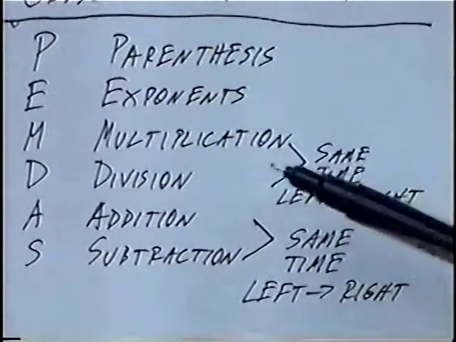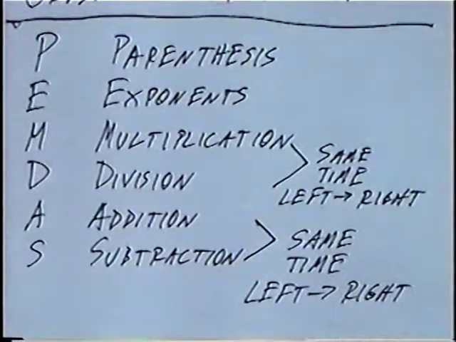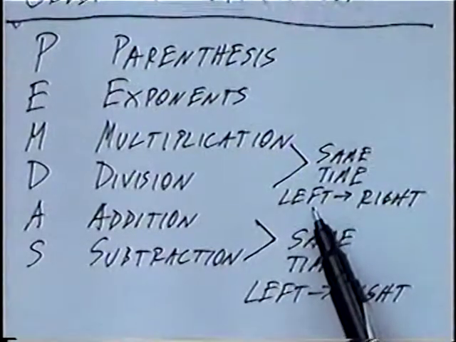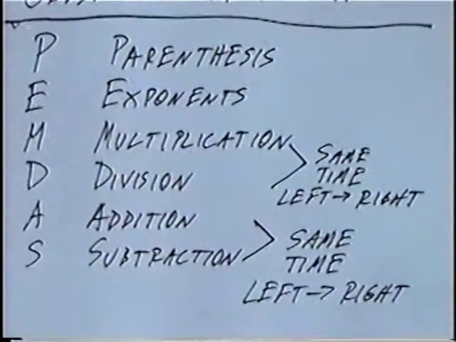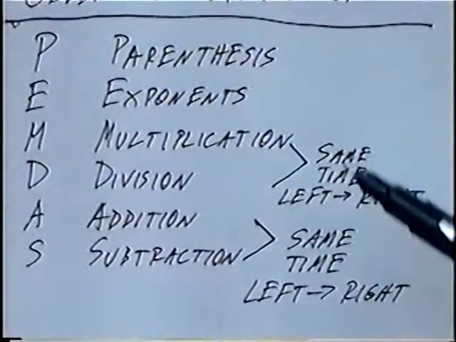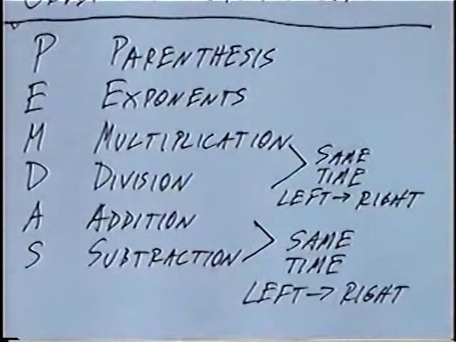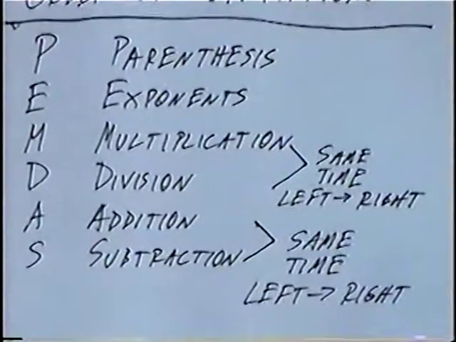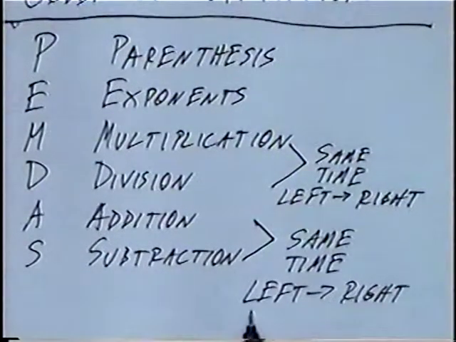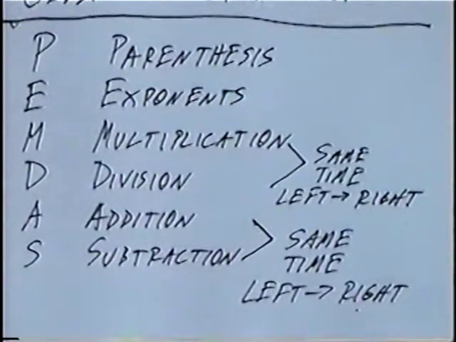What that means is if the problem has multiplication and division, whichever one comes first on the left side, we'll solve that straight through to the right side. Same thing with addition and subtraction. Any problem that has addition and subtraction symbols, we'll do both of them at the same time, but we'll start from the left side of the problem and work our way to the right.